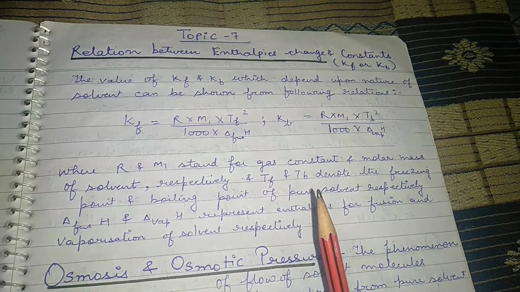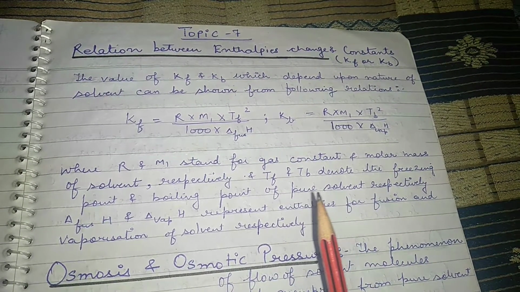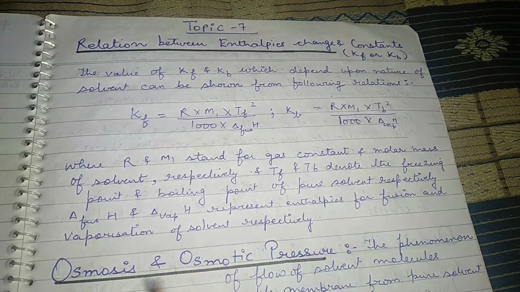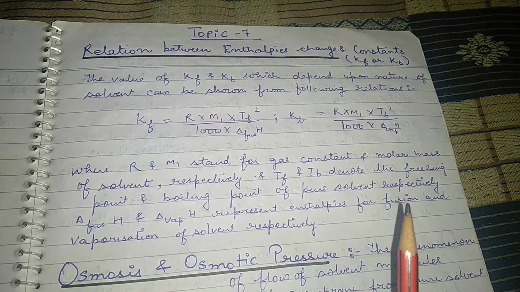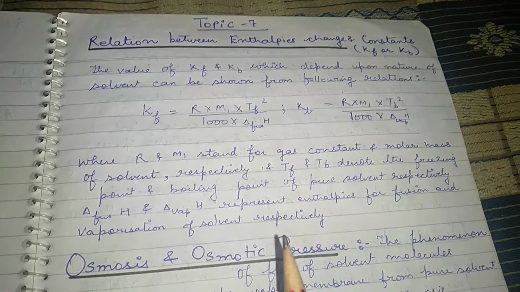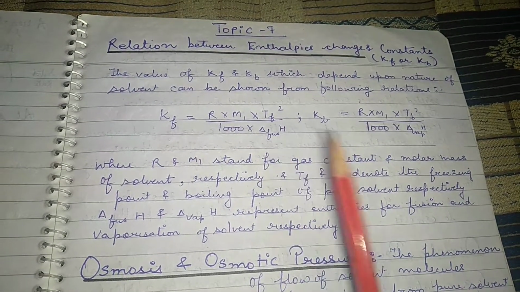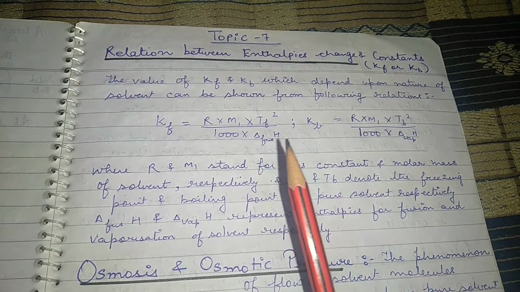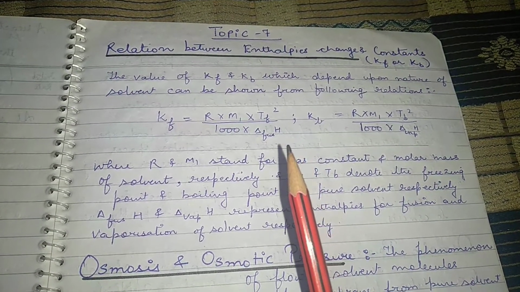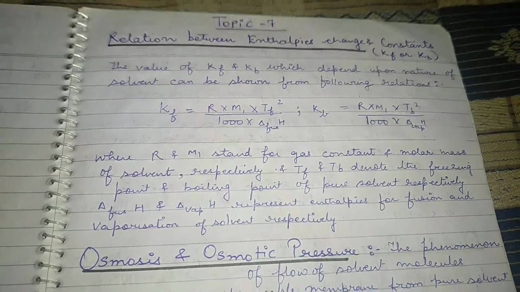Here Tf and Tb denote the freezing point and the boiling point of the pure solvent respectively. Delta H fusion and delta H vaporization represent the enthalpies of fusion and vaporization of the solvent respectively. So this is the formula, and this is the relationship between the enthalpy change and the constants Kf and Kb. You can take a snapshot of this.